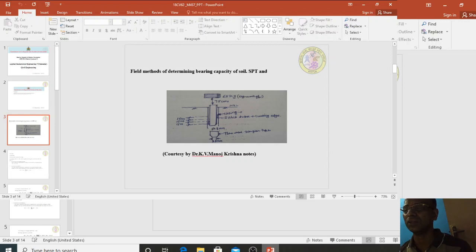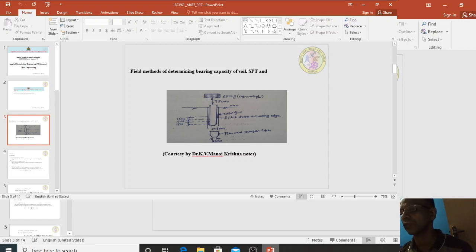There are several tests which are used in practice to determine the strength and carrying capacity of the soil in the field. However, there are two tests which are gaining more popularity than other tests as of today. Number one, SPT test. Number two, plate load test.